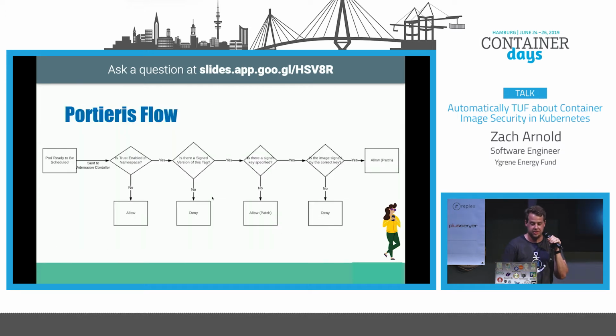It's quite nice. So here's what the Portieris flow looks like. That is probably too small, so I will read it to you. A pod is ready to be scheduled, so it says, is trust enabled in the namespace? If no, allow it. If it is enabled, is there a signed version of the tag? Is there any particular key specified? And does it conform to the correct key? If so, yes. Otherwise, it has a default deny policy, so it will deny everywhere. Portieris has great documentation on their website.